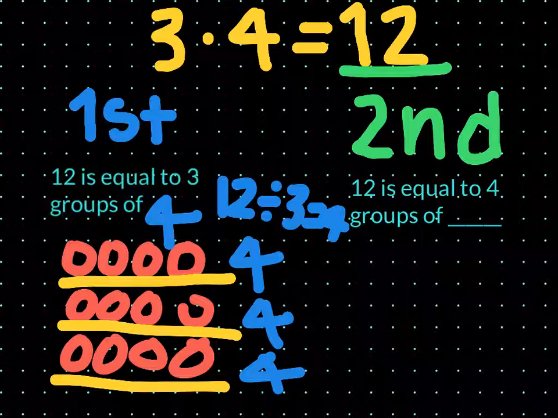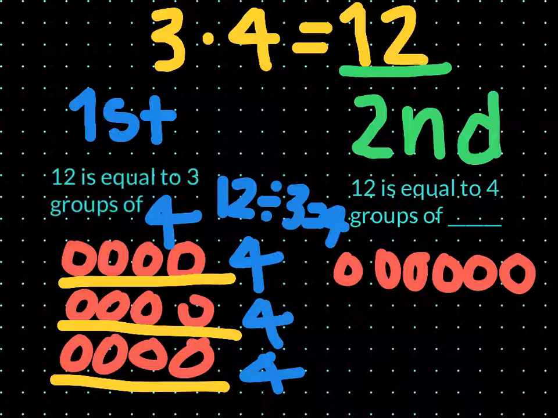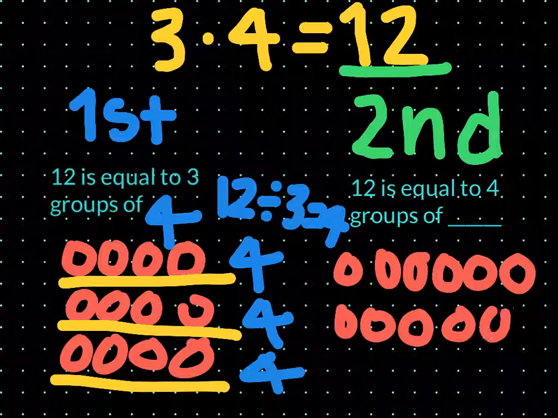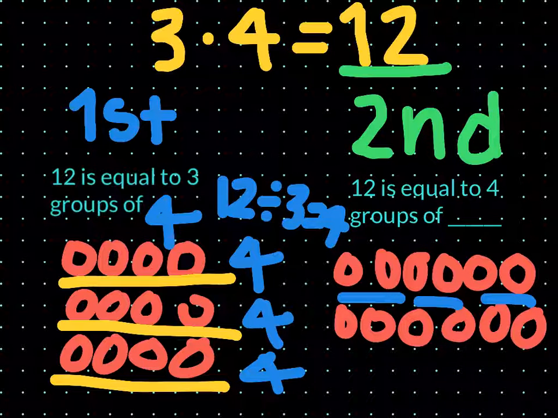All right, so the second way is 12 is equal to 4 groups of what? Okay, so they want us to make 4 groups this time. So 1, 2, 3, 4, 5, 6, 7, 8, 9, 10, 11, 12. Well, let's try 2. So we have 2 here, 2 here, 2 here, 2 here. There's still some left over. So 2 didn't work.